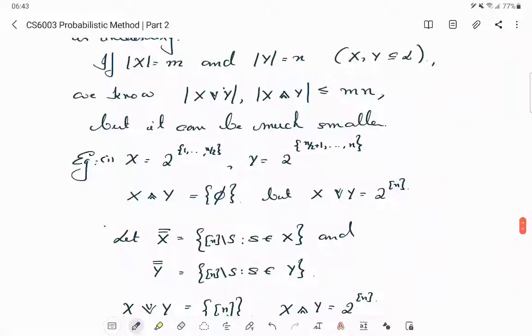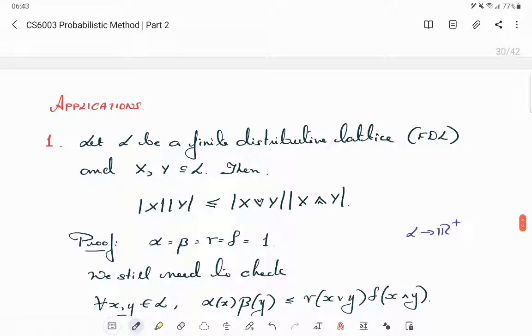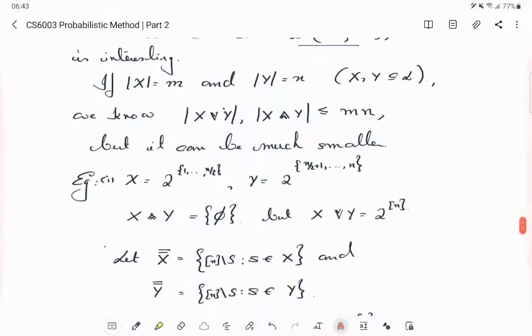So there are a lot of things which just follow from this inequality here. Okay, so it's a useful inequality to know.